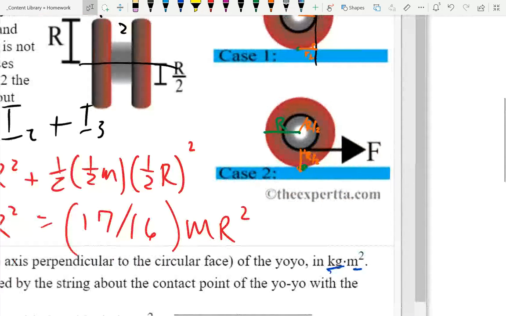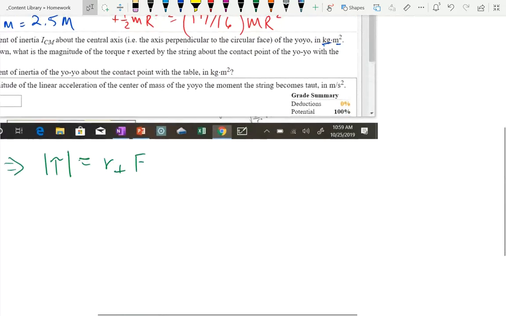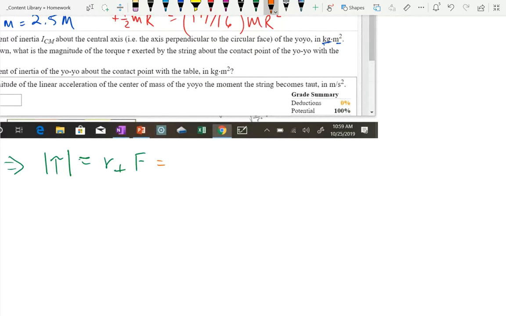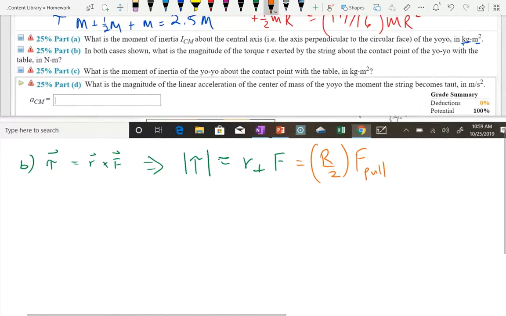So now that we've established what the r perpendicular is, substitute that r over 2 times the force, and I'm going to put force pull just so it's a specific force, and you calculate it. Get a number. Once again, you're not putting centimeters for your radius. What units are you using? Meters. Meters, yes. All right, so that's part B.